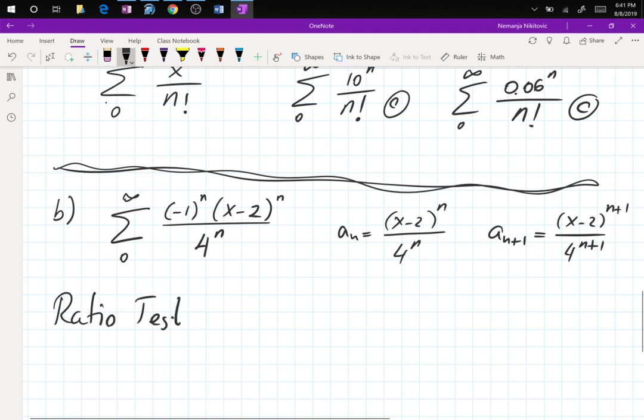Ratio test. Limit as n goes to infinity, absolute value. This problem, you must have it. Now we do the a n plus 1.